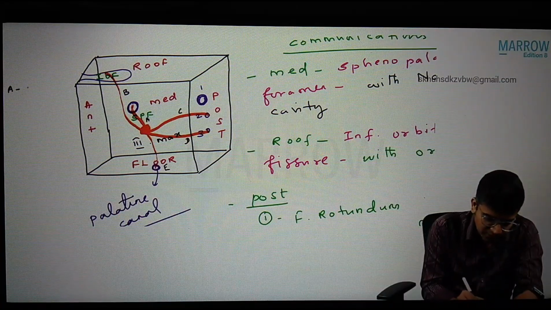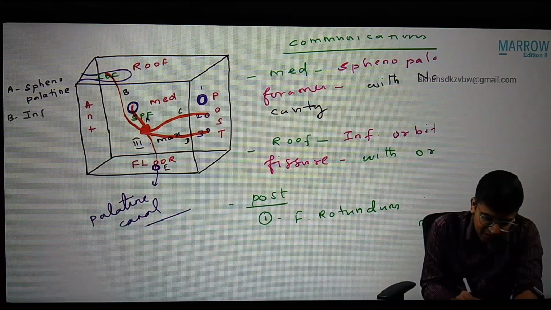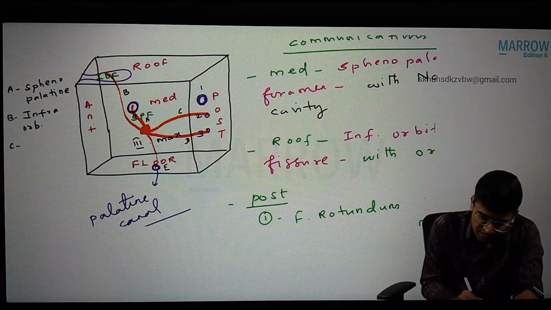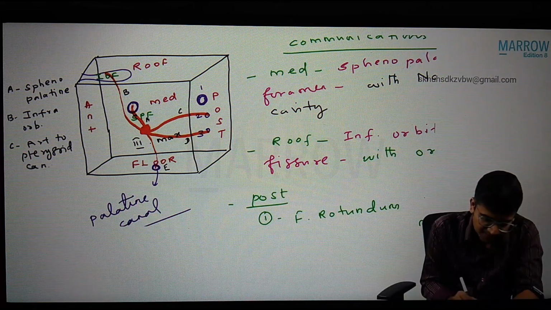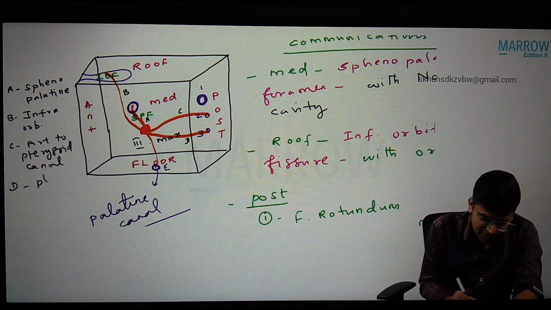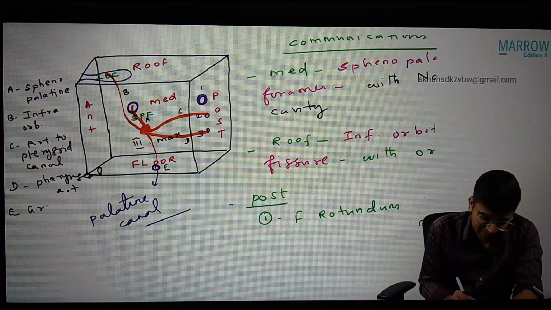So now A is our sphenopalatine artery. B is our infraorbital artery. C is our artery to the pterygoid canal. D is our pharyngeal artery. And E is our greater palatine artery.